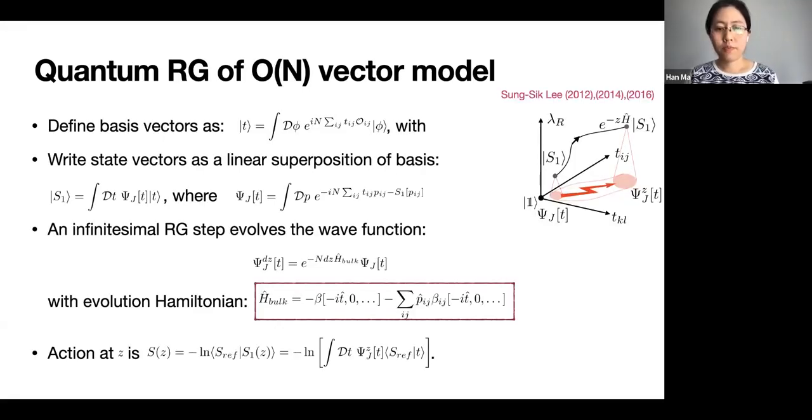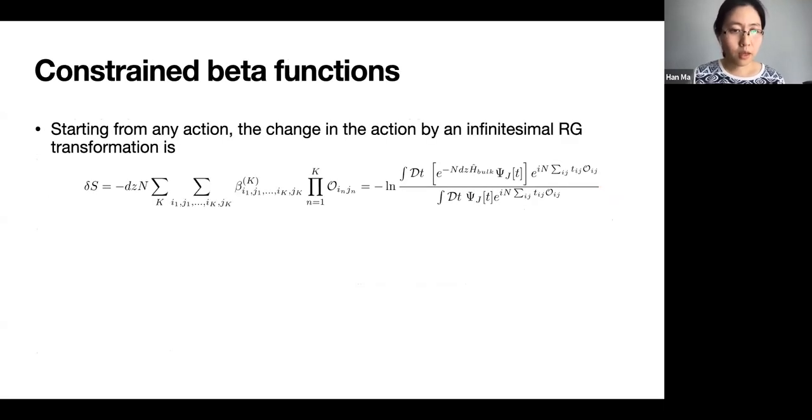So basically, quantum RG is an alternative way of doing the RG, but it allows us to keep track of the RG flow easily. So we don't need to consider a large number of higher order terms. So now it's time to show why the beta functions are highly constrained. The best way to show this is to compute the expression of the beta functions for any action, as I showed before.